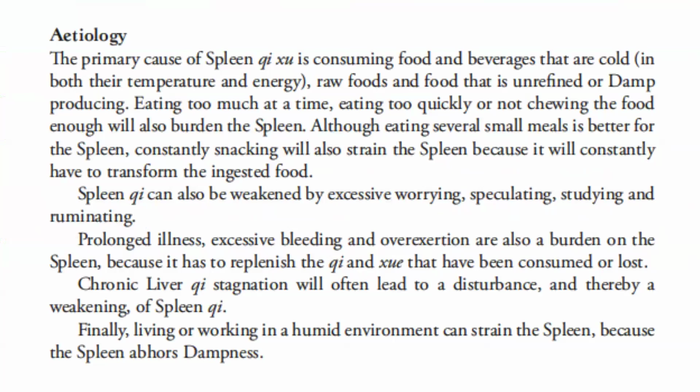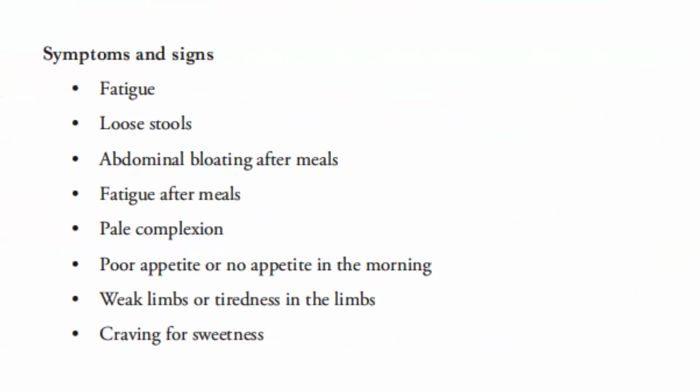Spleen Qi can also be weakened by excessive worrying, speculating, studying, and ruminating. Prolonged illness, excessive bleeding, and overexertion are also a burden on the spleen because it has to replenish the qi and blood that have been consumed or lost. Chronic liver qi stagnation will often lead to a disturbance and thereby a weakening of spleen qi. Finally, living or working in a humid environment can strain the spleen because the spleen abhors dampness.